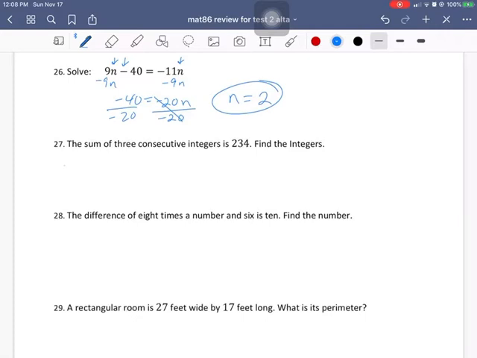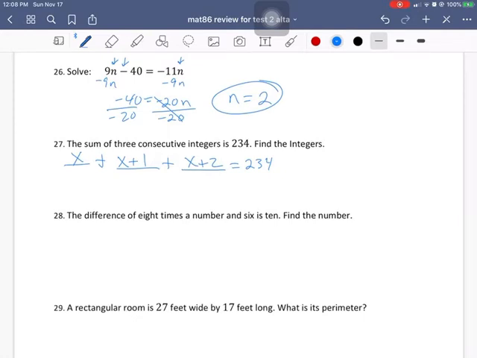All right, sum of 3 consecutive integers. The sum of 3 numbers is going to add up to 234. Now we need to use a variable here to do this. So the smallest number of the 3 consecutive integers, we'll just let that be x. And then to get to the next one, you would just add one more. And then to get to the third number, you add an extra 1. So those make up the 3 numbers.